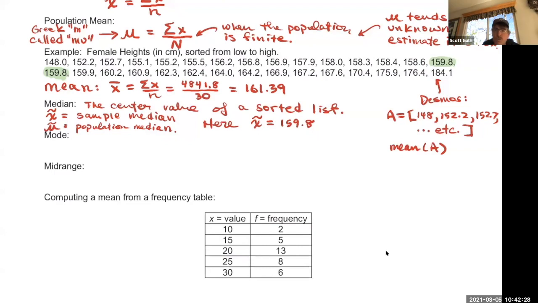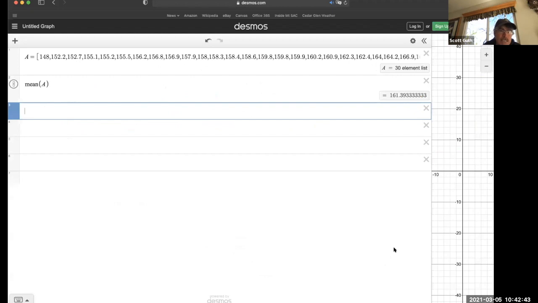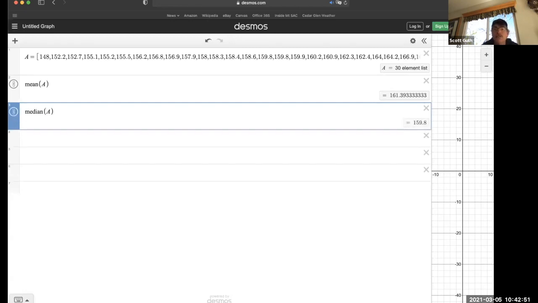All right, I want you to go back to Desmos and just ask for the median. This is not a class on doing arithmetic computations. I know and you know that you can add up a list of numbers. I don't want to see you do it. I just want you to use a tool for this. So in Desmos, you say median of A, and you can see, over here, it's 159.8.